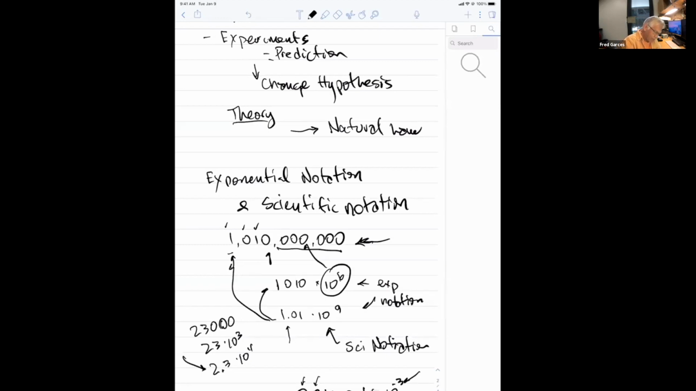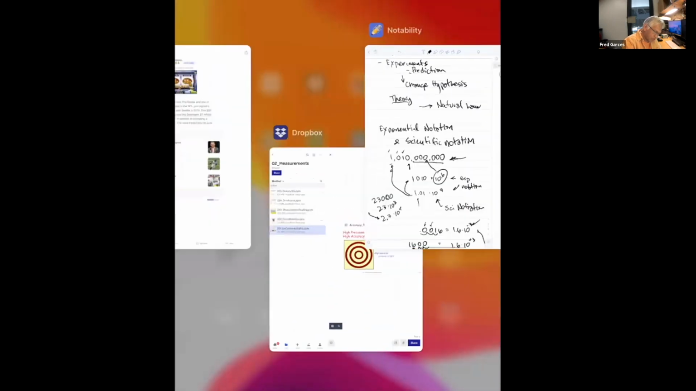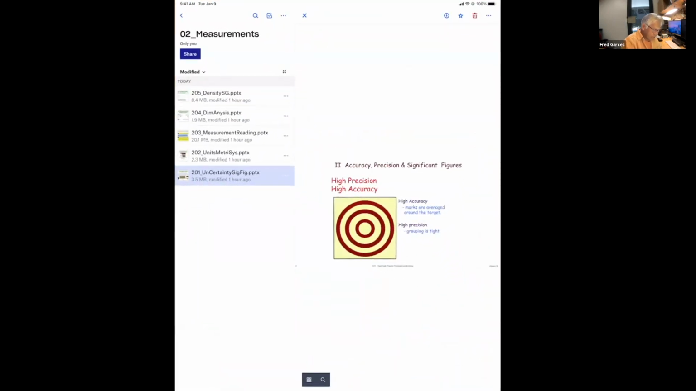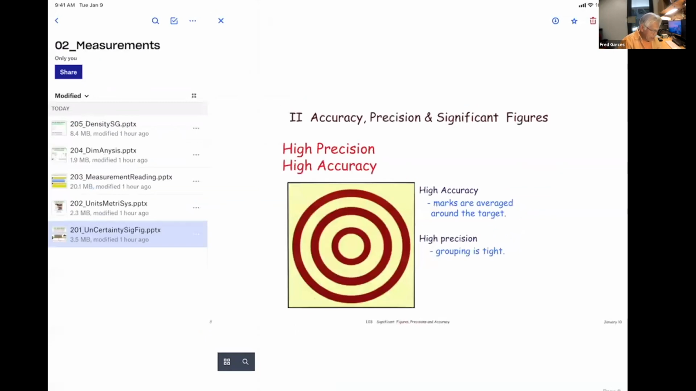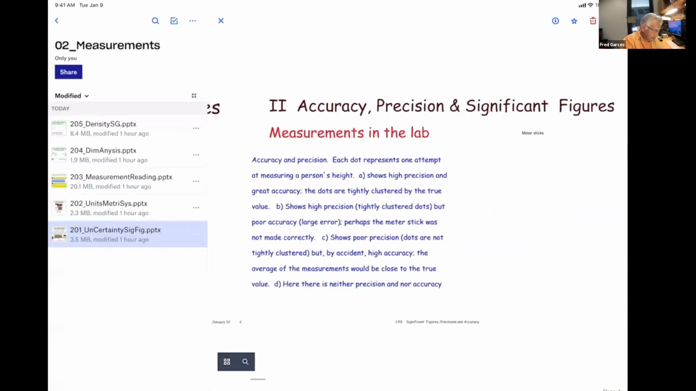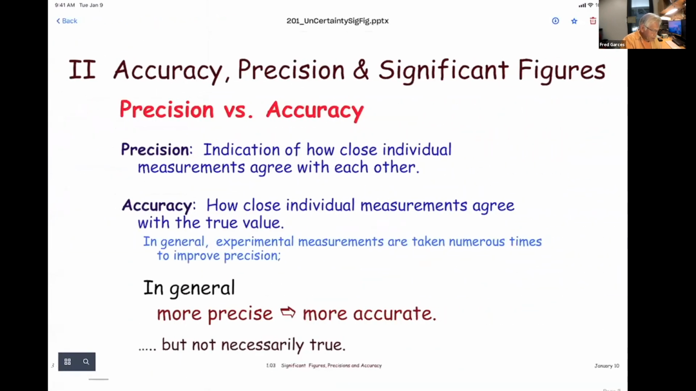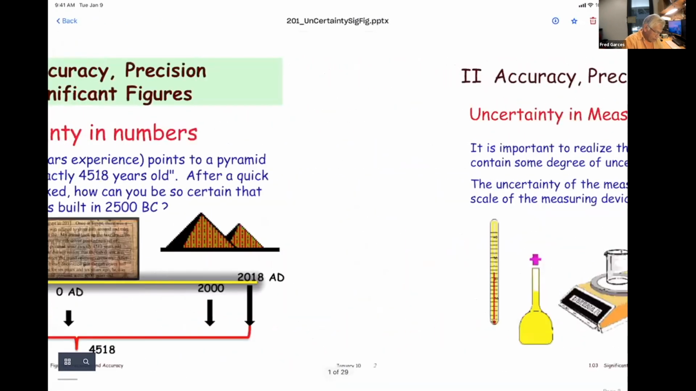And so what I want to do is show you this real quick and just go over this. Let me change the orientation here. Let's see. Yeah, here. This is in lecture note 2, and lecture note 2 basically reviews the significant figures.